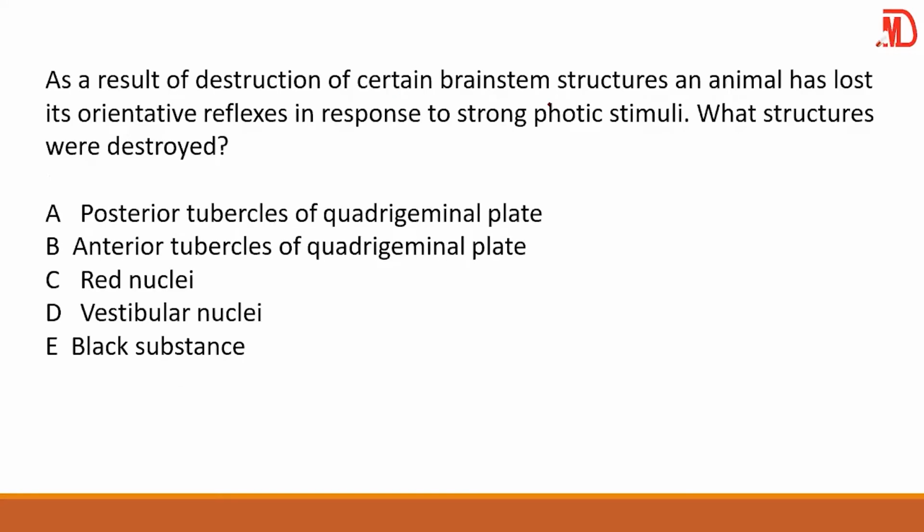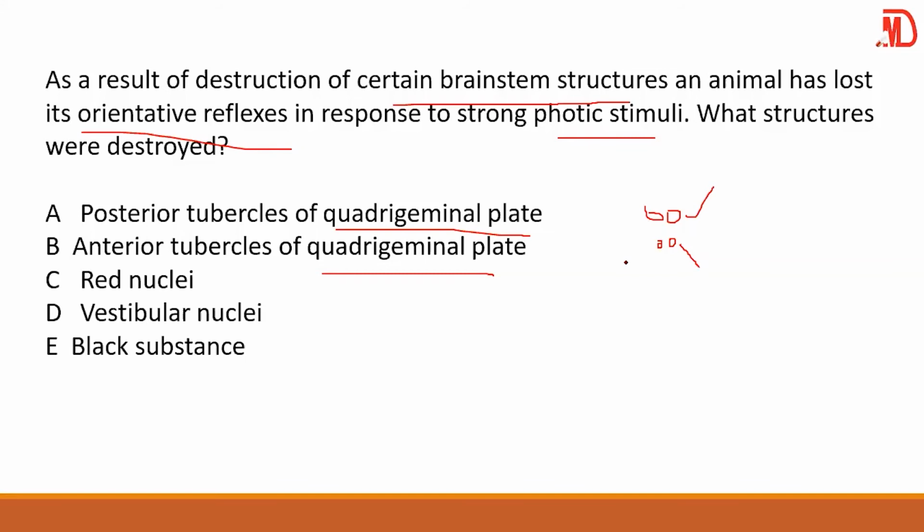As a result of the destruction of certain brainstem structures, an animal lost its orientative reflexes in response to strong photic stimuli. What structures? Now, photic simply means what? Light. Okay. So what structures were destroyed? When we talk about orientative reflexes, it is the same as the quadrigeminal body. I'm saying this because you might be seeing them as quadrigeminal body or quadrigeminal plate. They all mean the same. We have two superior, two inferior. That's what is called quadrigeminal. That means four bodies are there: 1, 2, 3, 4. So we call it quadrigeminal bodies or quadrigeminal plate.